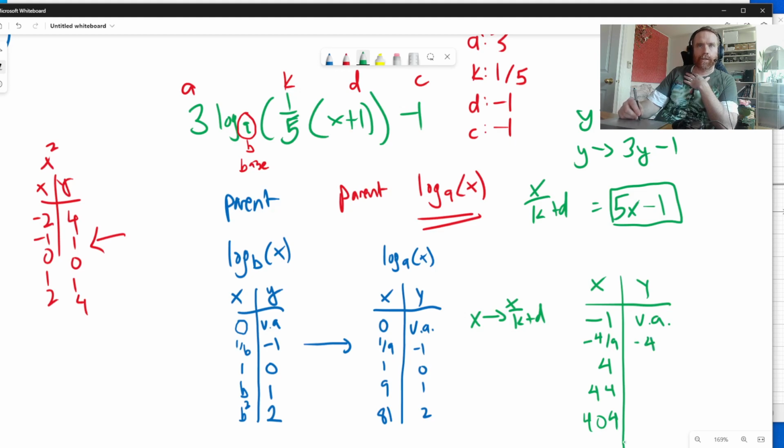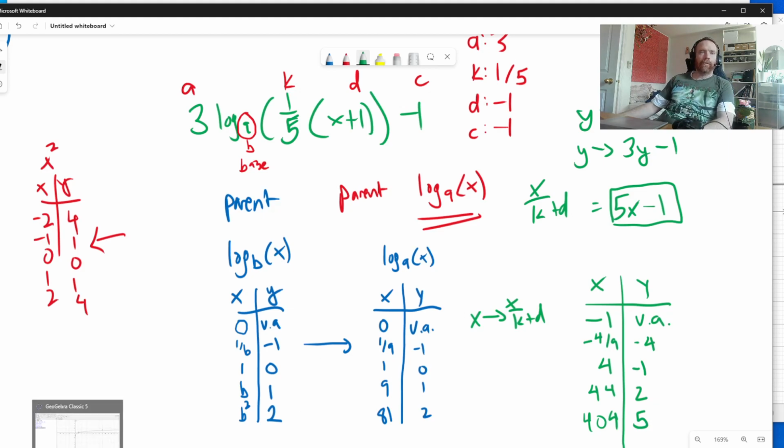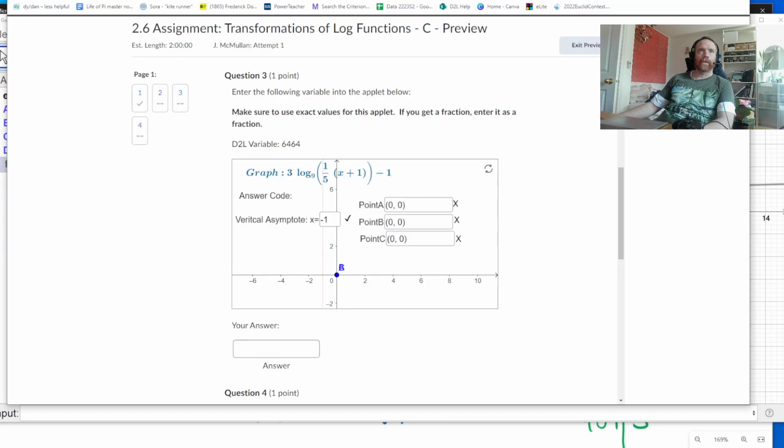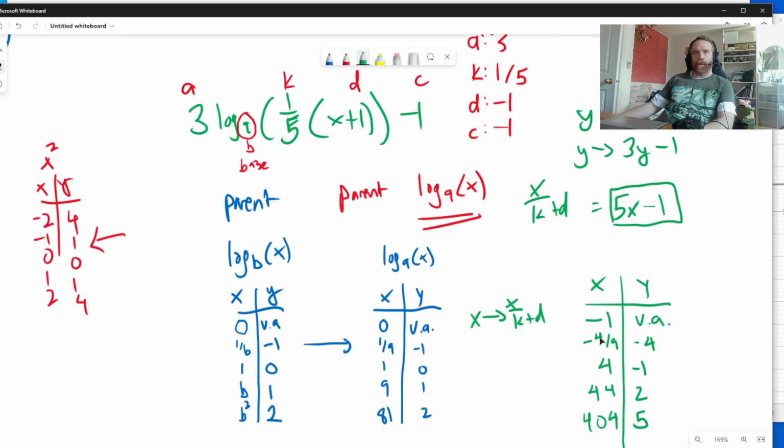Then we go on to the 0. 3 times 0 is 0. Take away 1 is -1. 3 times 1 is 3. Take away 1 is 2. And 3 times 2 is 6. Take away 1 is 5. Okay, so if I go back to my question now, let's go back to my actual quiz. What the quiz is asking me to do is plug in 3 points that I know. Now you can see we actually generated 4 points. We don't need all 4.